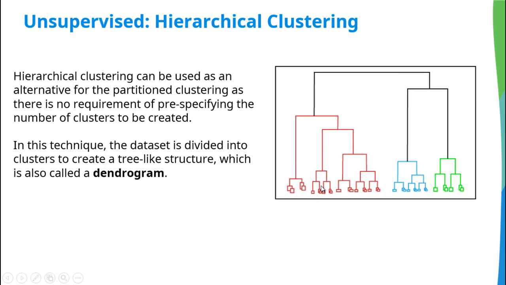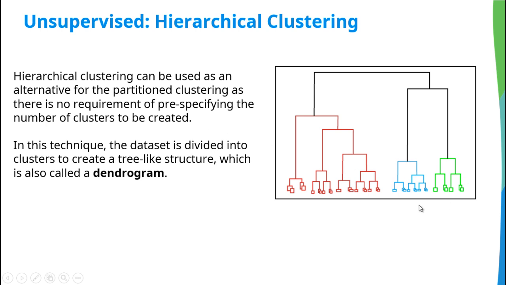So we also have hierarchical clustering, right? It is used as an alternative to partition clustering, as there is no requirement for specifying the number of clusters to be created. In this technique, the dataset is divided into clusters to create a tree-like structure, which is also called a dendrogram. So this is called a dendrogram. All right, so in order to create this tree-like structure, the dendrogram, the data are here. You can see this is one group, this is another group.